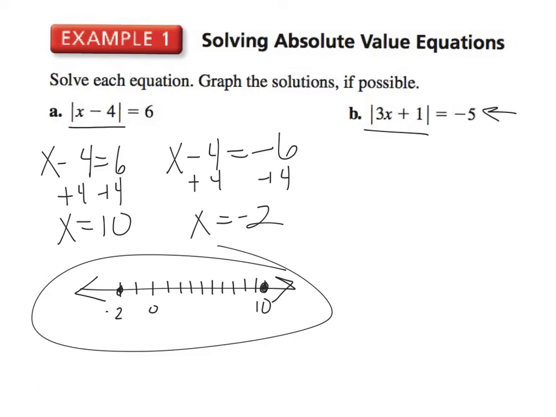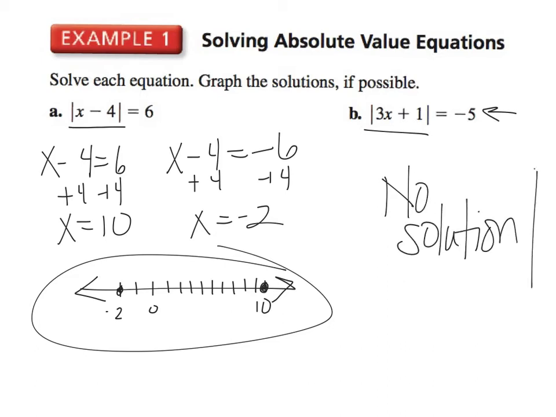Now in part B, I have the absolute value all by itself, but then I have a negative. That does not work. The absolute value cannot be a negative if the absolute value is by itself, which it is. So therefore, this has no solution.